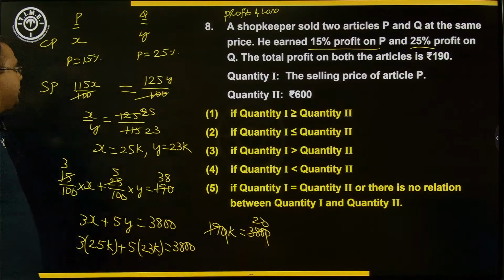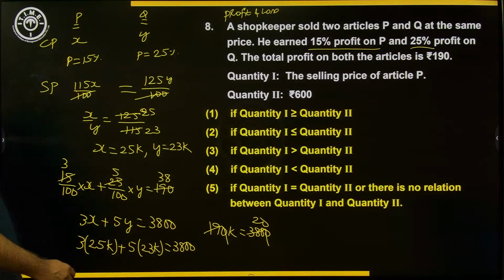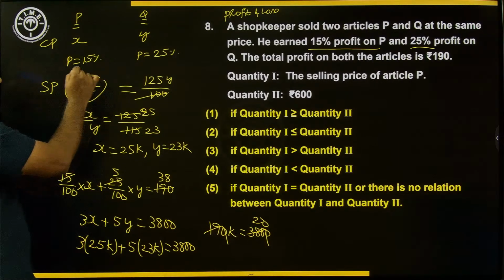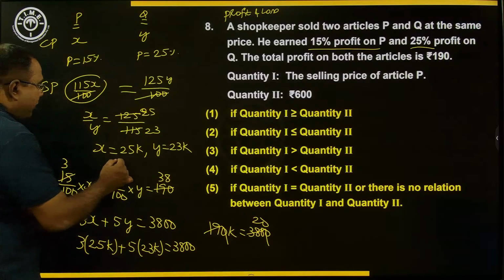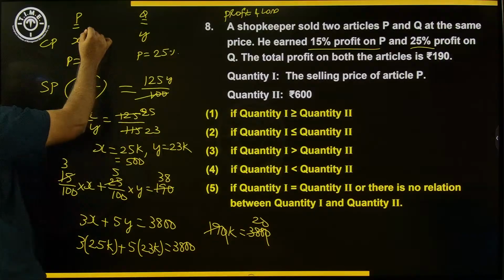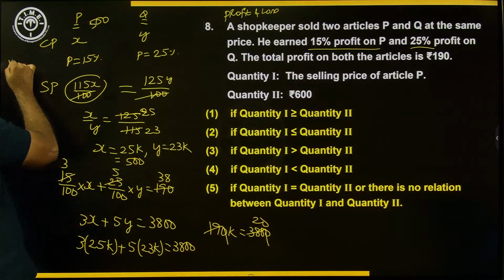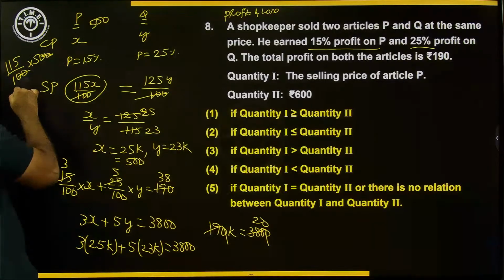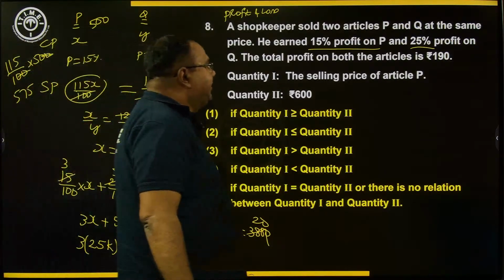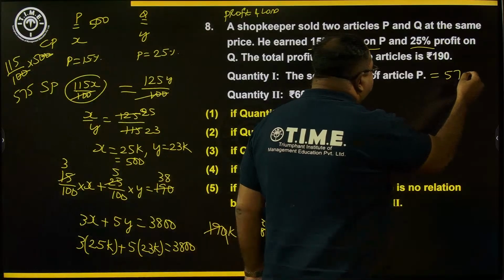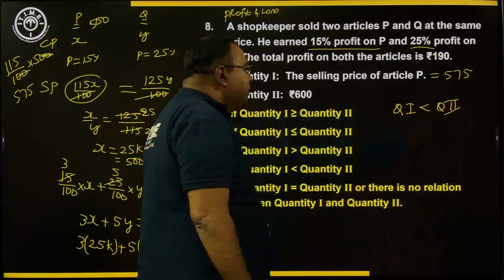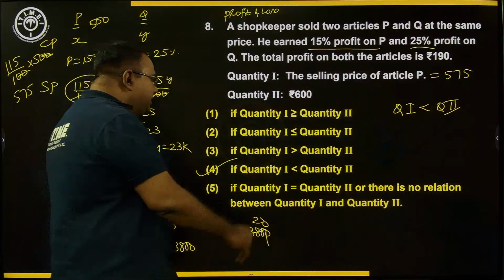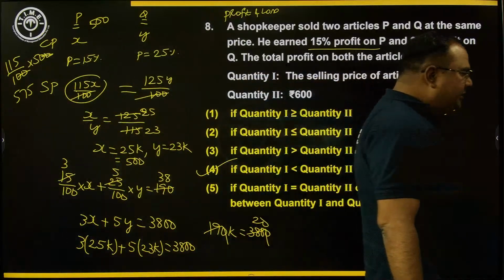Okay. When K is 20, it is asking you to find selling price of article P. How much is selling price of article P? It is 115%. So what is my X value? K value 20. So what is my X value? 500. Now cost price is 500. My selling price should be 115% of cost price. So it has to be 575. I'll take this as 575. Quantity 1, quantity 2 600, quantity 1 less than quantity 2. Right? So quantity 1 less than quantity 2 is present in choice 4.